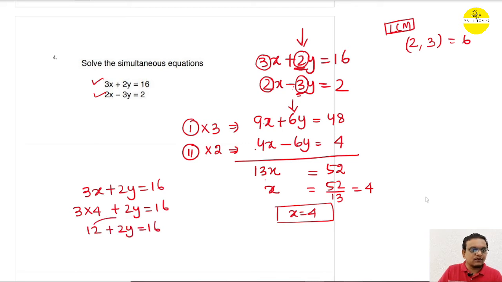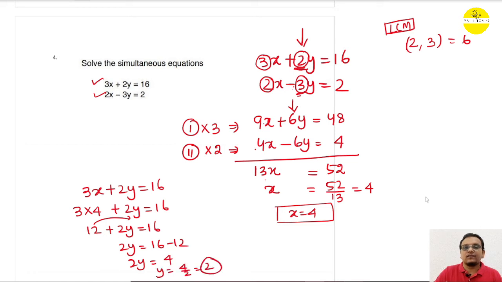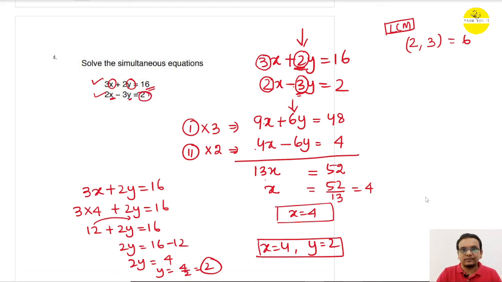If I shift this 12 to that side, I think you are getting 2y is equal to 16 minus 12. 16 minus 12 is 4, and y is equal to 4 over 2, and that is 2. Understood? So for this question, my solution will be x equal to 4 and y is equal to 2. That means if I put x equal to 4 and y equal to 2, I'm going to get 16. At the same time, if I put x equal to 4 and y equal to 2, I'm going to get 2 here.